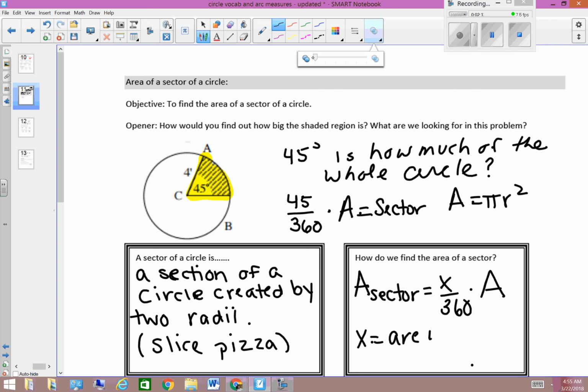Now remember, measure of the arc is in degrees. And A is going to equal pi r squared.